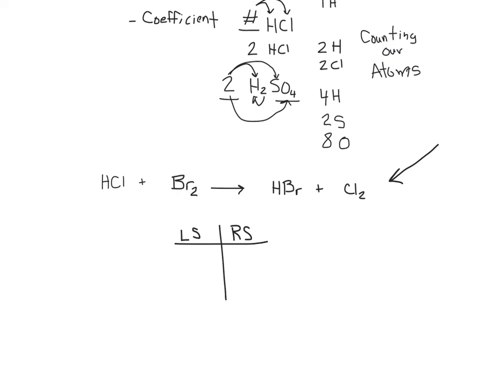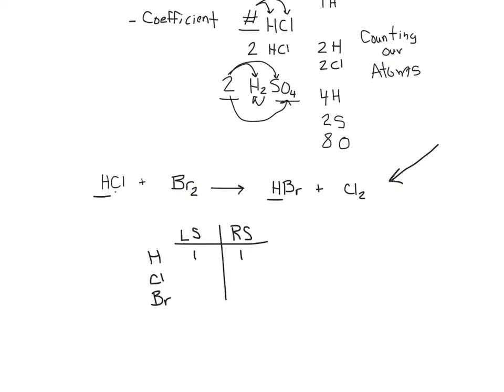So on both sides, we have hydrogen, chlorine, and bromine. And I just want to count how many of each we have. So the first thing is hydrogen. We have 1 hydrogen on the left side and 1 hydrogen on the right side. So far, those are balanced because the left side is equal to the right side.